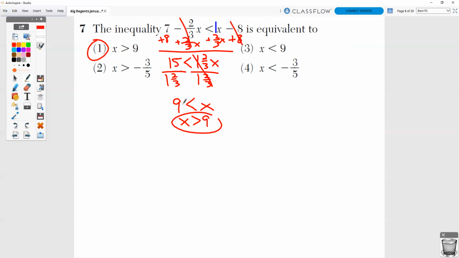Now be careful. These are backwards. We can never write an inequality with the letter coming second. The letter has to come first. Well, when we switch it around, we have to switch around the inequality sign as well. So this becomes x is greater than 9.